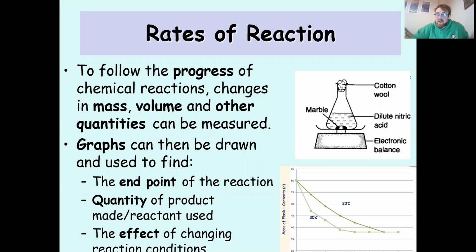This can then be used to draw a graph, and this graph can be used to define the endpoint, the quantity of product, and the effect of changing reaction conditions. Remember that the steeper the curve is, the faster the reaction. Remember that the amount of gas that's given off is dependent on the amount of chemicals that you use to begin with. So if you've got half the amount of gas given out, you can assume that one of the chemicals you used half the amount of.